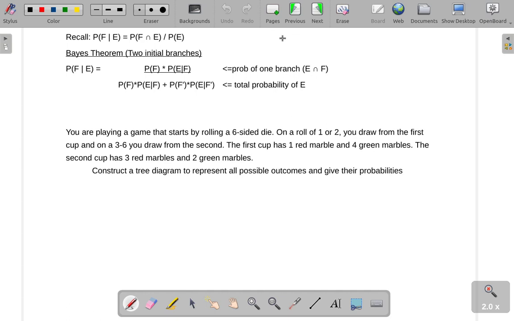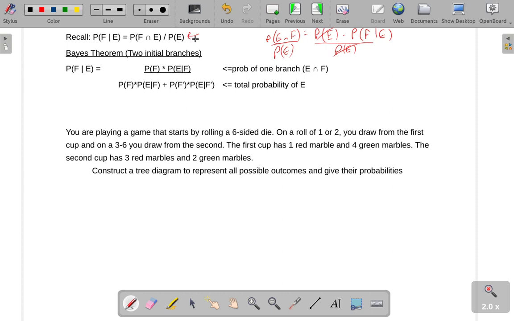When I introduced the product rule, it was written as the probability of an intersection of two events: the probability of E intersect F was equal to the probability of the first event times the probability of the second event given the first. If we divide both sides of this equation by the probability of E, I end up getting this equation. So it's just a little algebraic manipulation here.